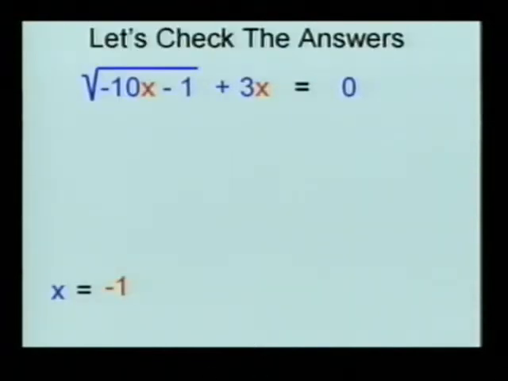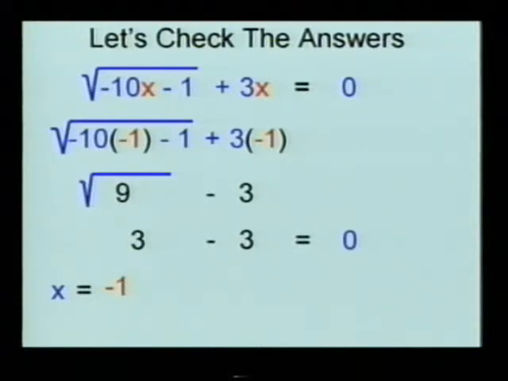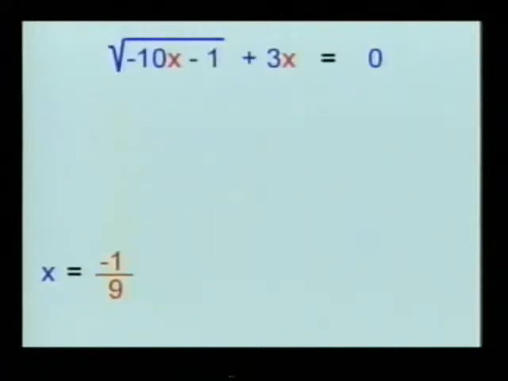Now, we've got to check them. Let's put in the minus 1. I'm going to get the square root of minus 10 times minus 1 is 10. Minus 1 is 9. Plus 3 times minus 1 is minus 3. Now, radical 9 is 3. Minus 3 does equal 0. You are correct, sir. So that one works.